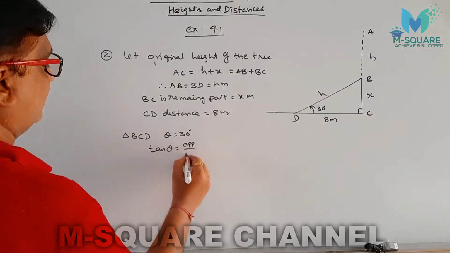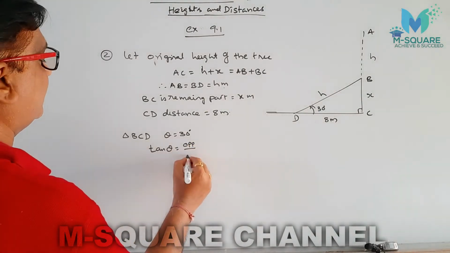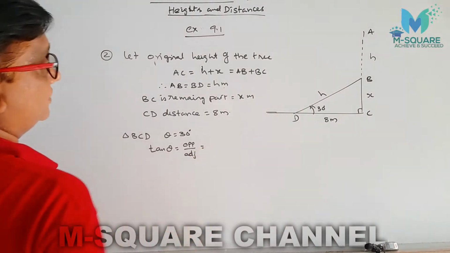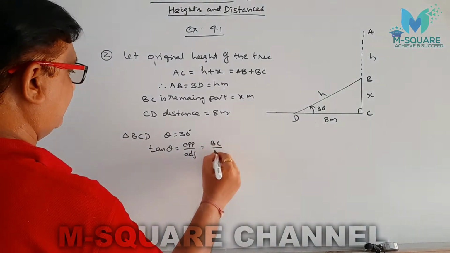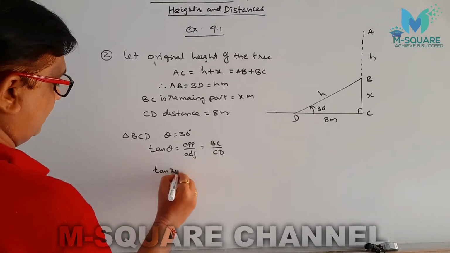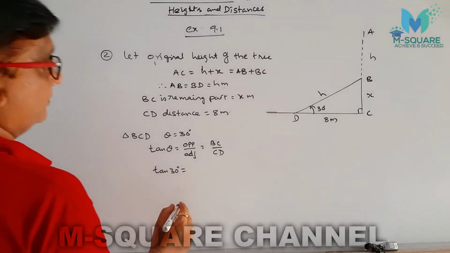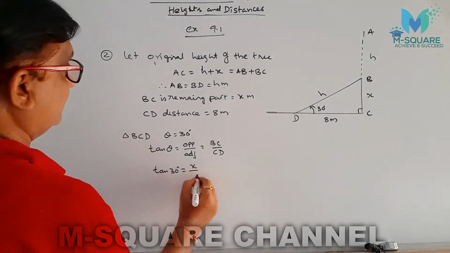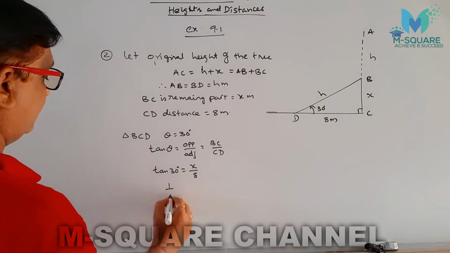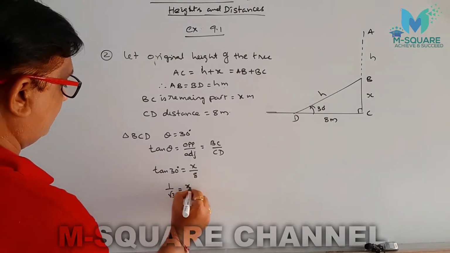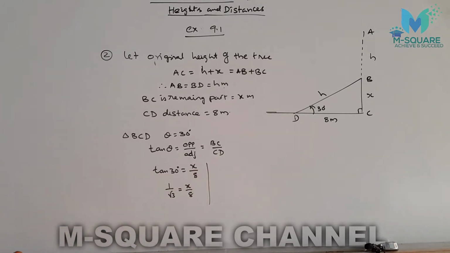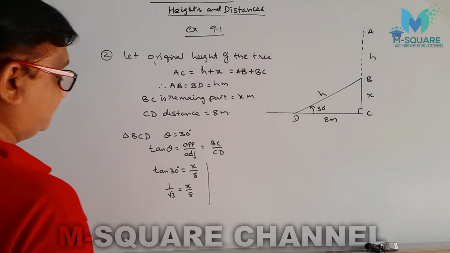I am writing opposite by adjacent, that is BC by CD. Now tan 30 degrees equals BC, which is x, over the adjacent, which is 8. So 1 by root 3 equals x by 8.